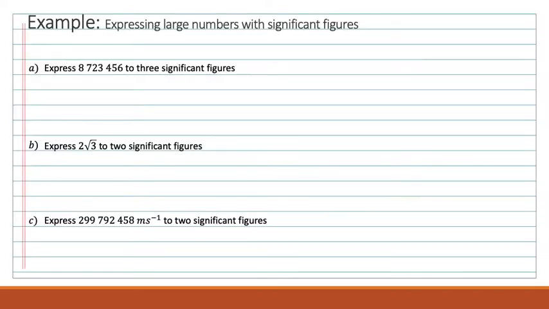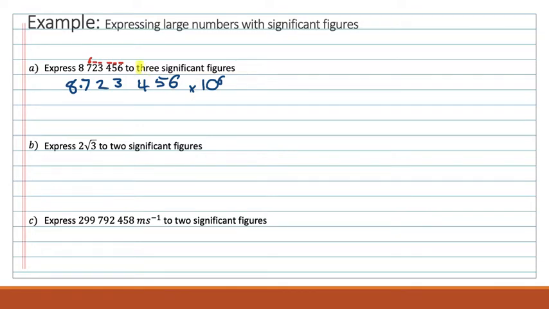Going on to a few examples, consider 8,723,456 to three significant figures. Well, to do that, first I'm going to convert it using scientific notation. So I'll go 8, 7, 2, 3, 4, 5, 6. I'm going to drop the decimal point just here, and then I know it's going to be times 10 to the how many? We'll go 1, 2, 3, 4, 5, and 6. So it should be times 10 to the 6.